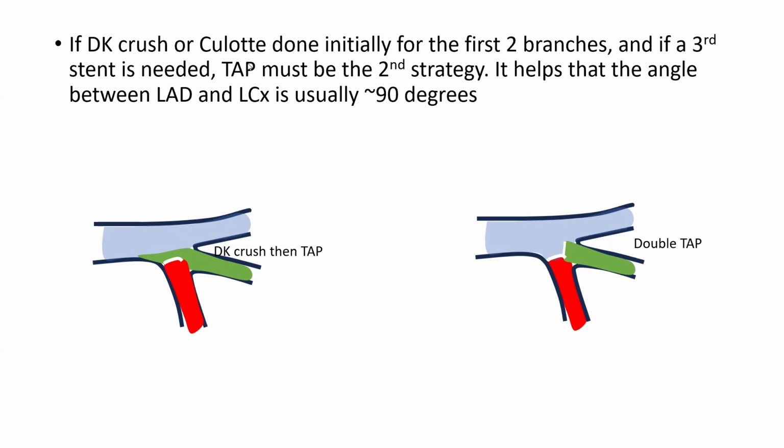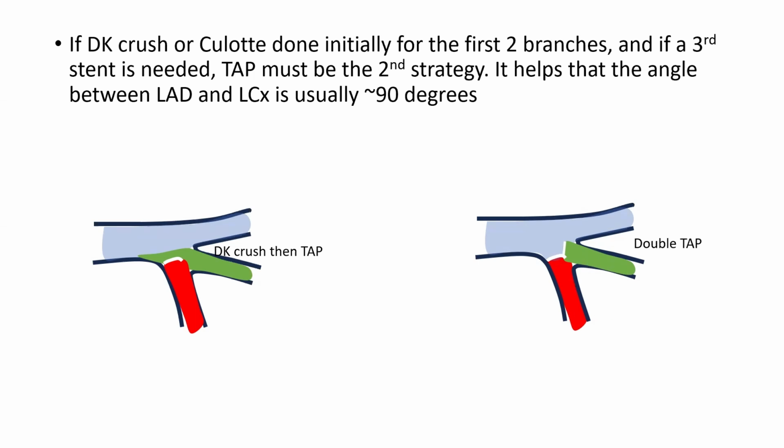If DK crush or culotte is done initially for the first 2 branches, and let's take here in this picture, DK crush was done for the ramus, and if a third stent is needed, then TAP must definitely be the second strategy. It helps that the angle between the LAD and the left circumflex is usually 90 degrees in those left main trifurcation. So again, the best in those trifurcation, even when you're wanting to stent only 2 branches, is to do TAP to stent. And if you decide to triple stent, to do double TAP.